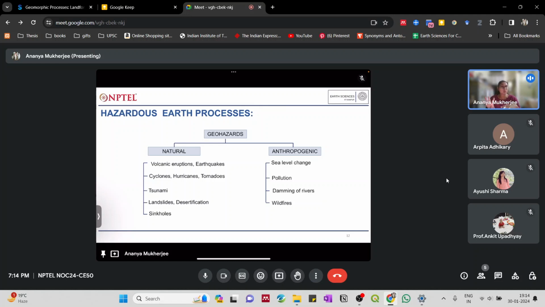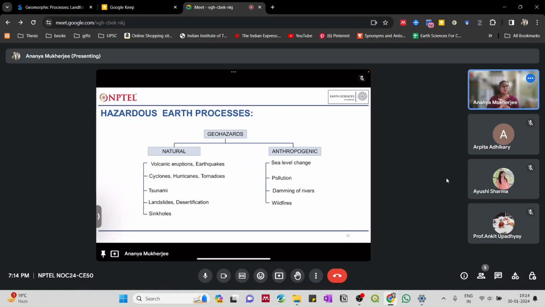Then you have sinkholes. The formation of sinkholes is itself a geomorphic process, but because it's causing damage to a lot of property, now it can be considered a geohazard. Now, anthropogenic: your sea level change, that is the most common kind of anthropogenic geohazard that we are seeing right now.